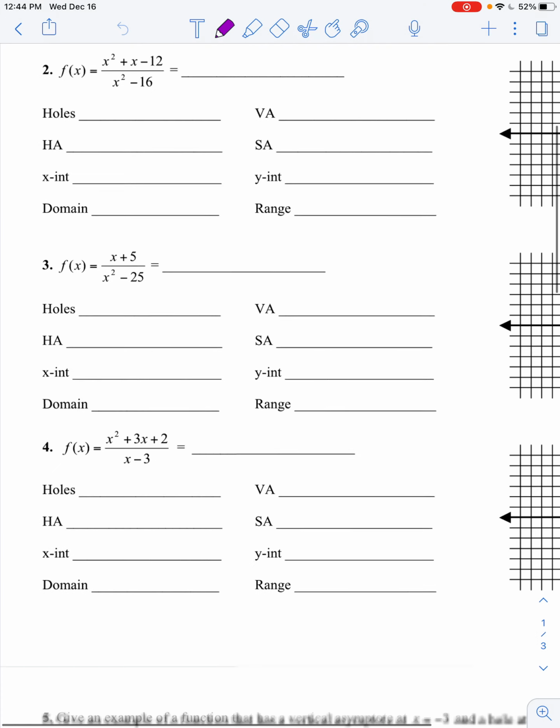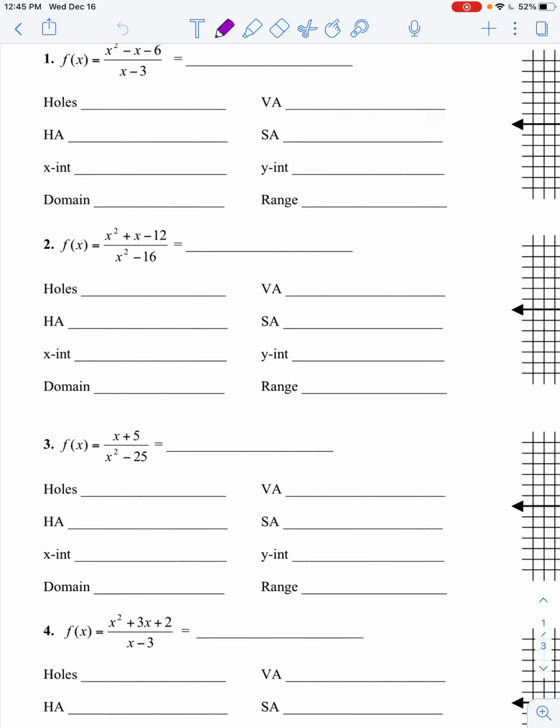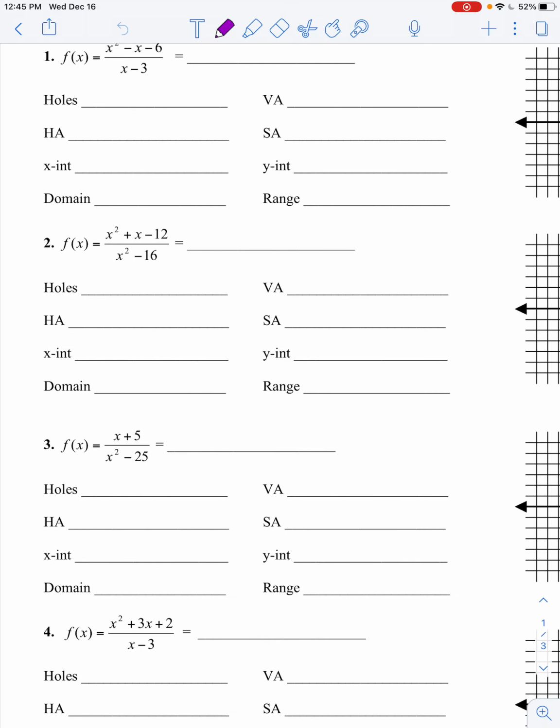All right, if you are trying these but you are struggling a little bit, I just wanted to do one through that you could watch and maybe it would help you. So the first thing you always want to do is factor the top and the bottom. So I'm going to go ahead and do number 2.